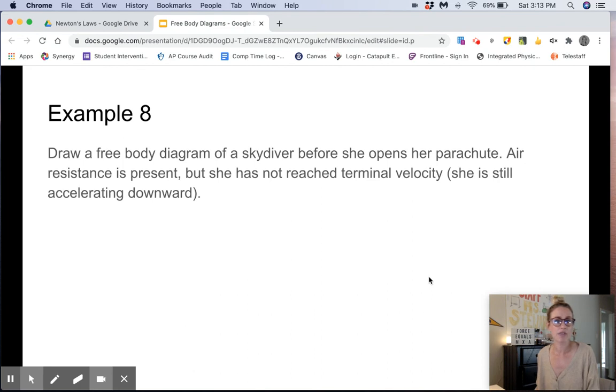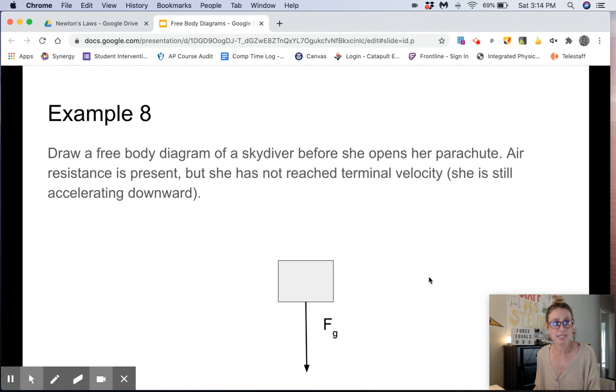Example number 8, draw a free body diagram of a skydiver before she opens her parachute. Air resistance is present, but she has not reached terminal velocity, which means she is still accelerating downward. So I have my skydiver. She has jumped out of the plane and she is falling towards the surface of the earth because of the force of gravity, okay? So again, she's under the influence of the force of gravity. That is the force that's pulling her down towards the surface of the earth, causing her to accelerate downward.